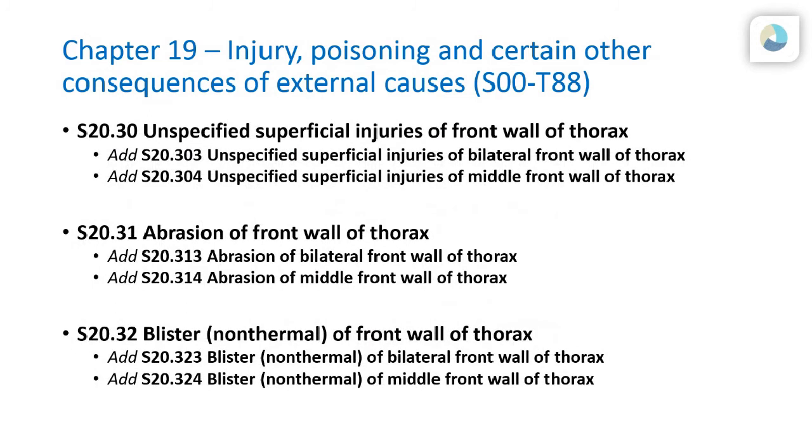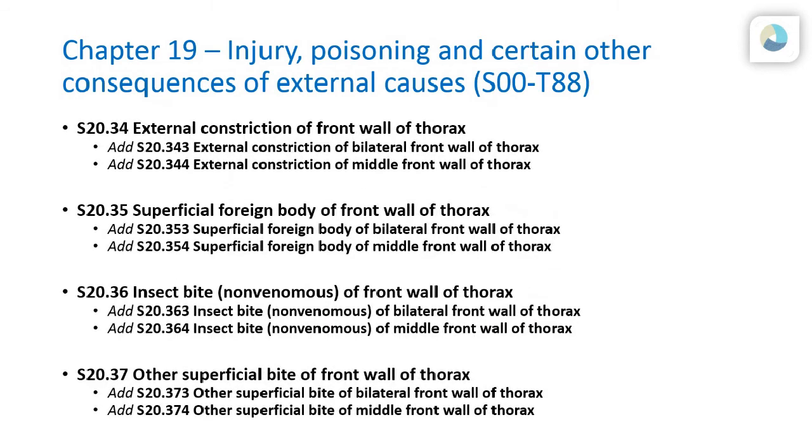Same thing here in the unspecified superficial injuries, bilateral front wall, middle. Did the same thing in abrasion of front wall and the same thing in blister of front wall of thorax. Keeps continuing to external constriction, superficial foreign body, insect bites, and other superficial bites, all of the front wall of thorax, broken out into those two anatomical codes.